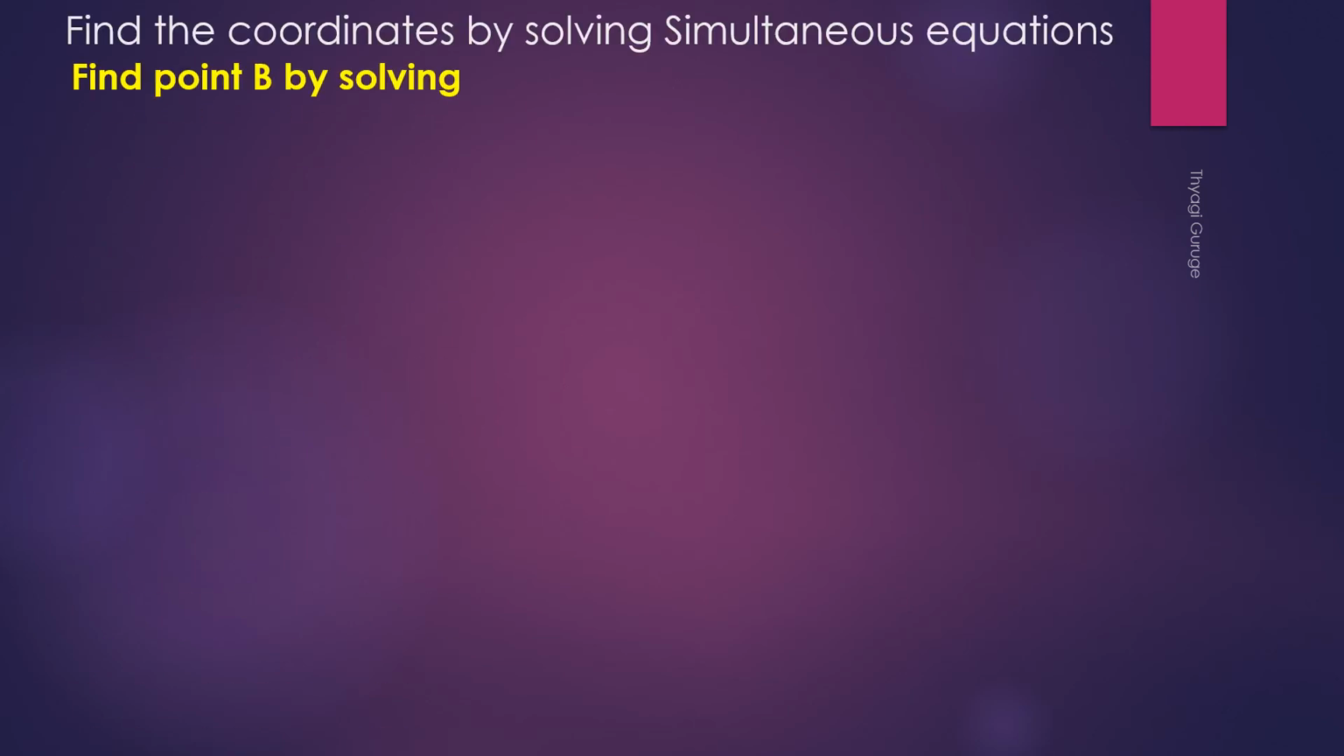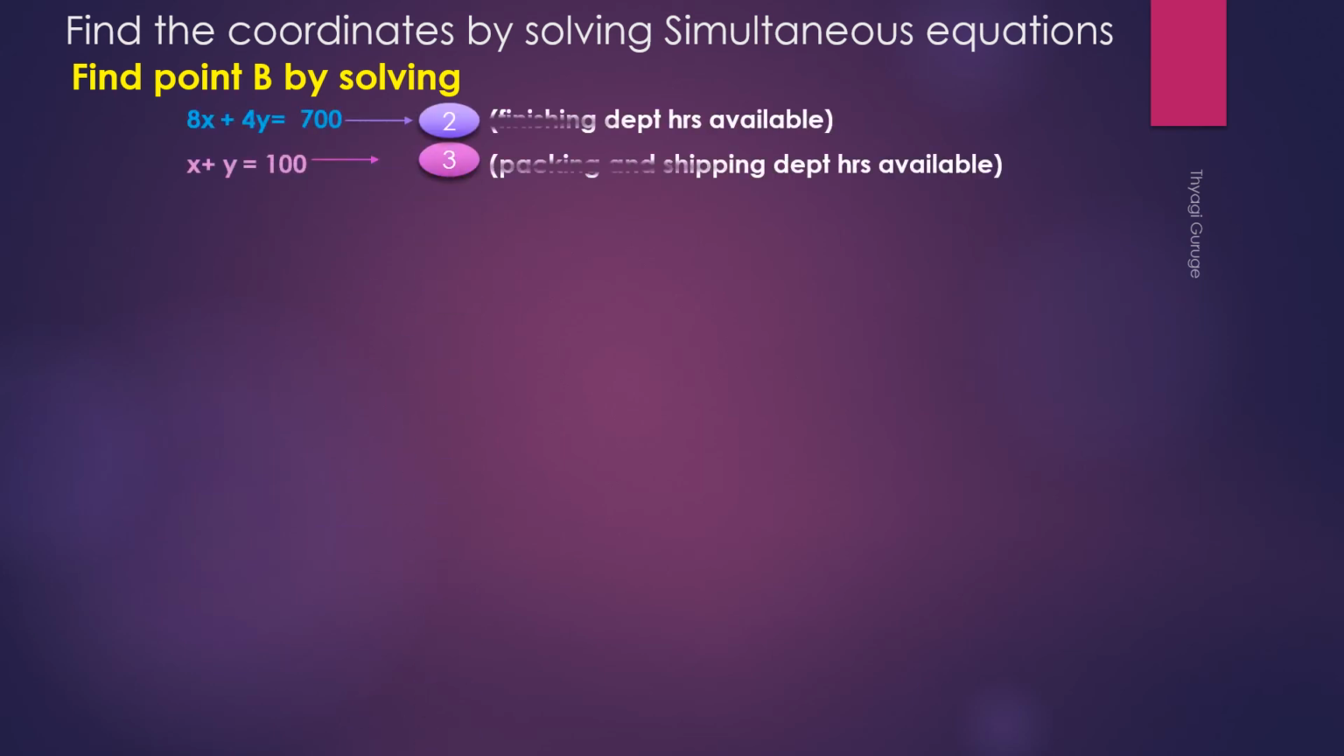Why is that? It is the intersection point of two straight lines. That is 8x plus 4y equals 100, which represents the finishing department's hours availability, as well as x plus y equals 100, which reflects the packing and shipping department's hours availability. Therefore, in order to find x and y, we have to solve these simultaneous equations.